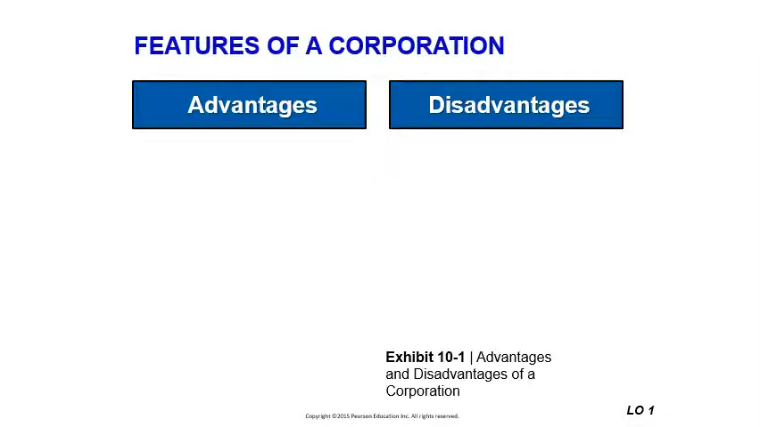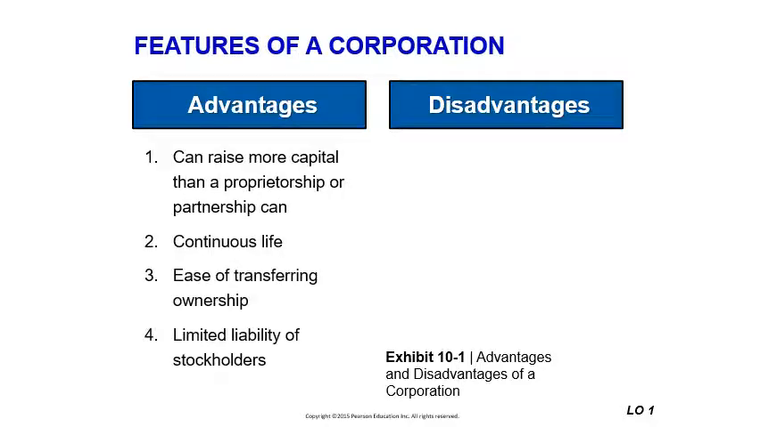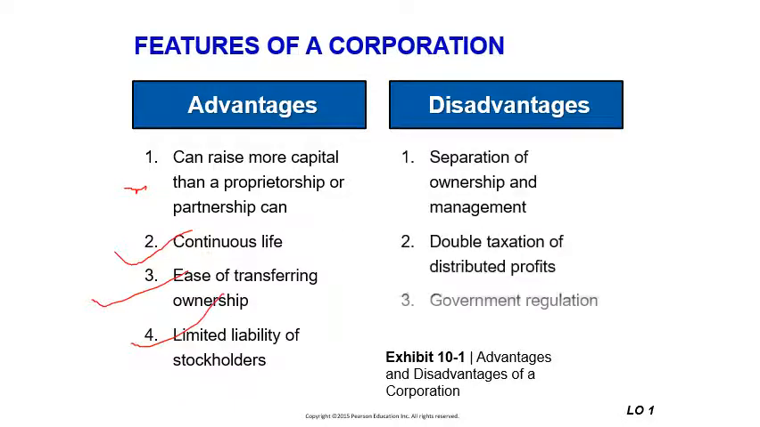Regarding the features of corporations, I'm not going to spend more time here because you have already studied extensively the features of a corporation and how it is set up. So we have its advantages and disadvantages. Advantages are you can raise capital, it has continuous life, ease of transferring ownership, limited liability of stockholders. Disadvantages: separation of ownership and management. We do have an agency problem here because the company belongs to shareholders and is run by the management.